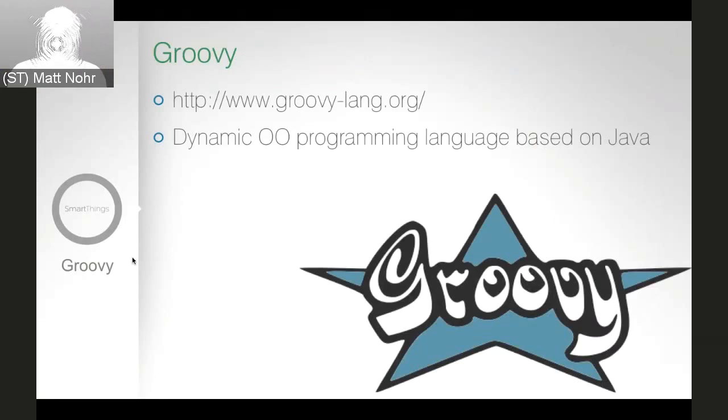So Groovy is a dynamic language. It's based on Java. So if you're familiar with Java, pretty much if you write actual Java code, it should all work in Groovy. It's very similar to other dynamic languages. I don't know, Ruby is another one that it's similar to.